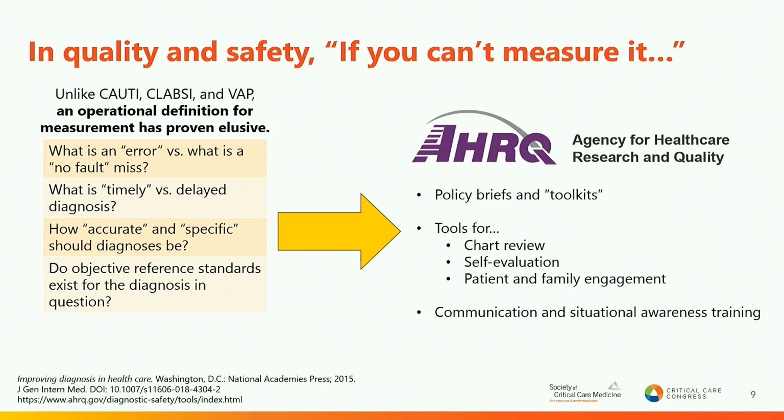I'd say the organization leading the charge in this is AHRQ, or ARC. Still, though, there are not universal ways to measure this. However, they've tried to move the needle. They've developed policy briefs, toolkits. There are tools for conducting chart review, for self-evaluation, peer evaluation, patient and family engagement, and they've spent a lot of time promoting resources for communication and situational awareness training. Recognize that if those things improve, then the diagnostic process is likely to improve, since diagnosis has become such a team sport, especially in the ICU, where team-based care is the name of the game.